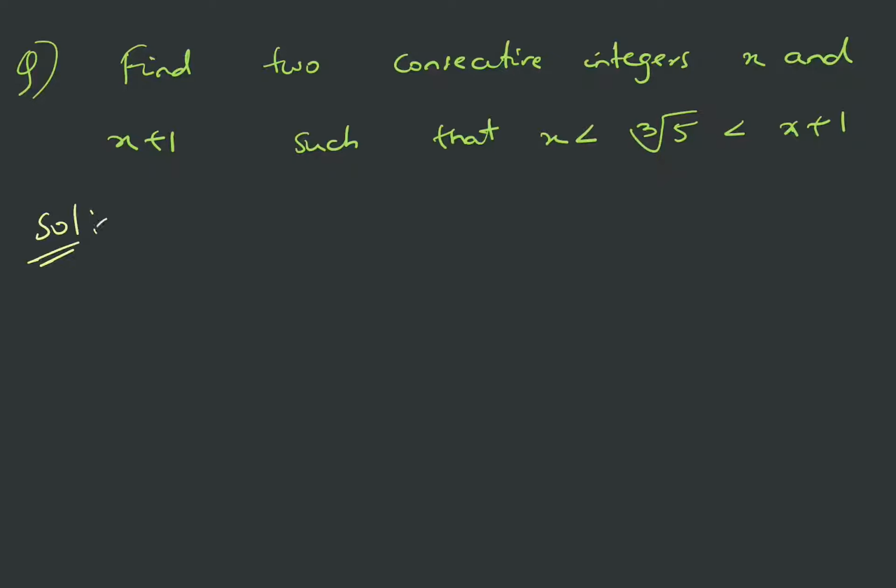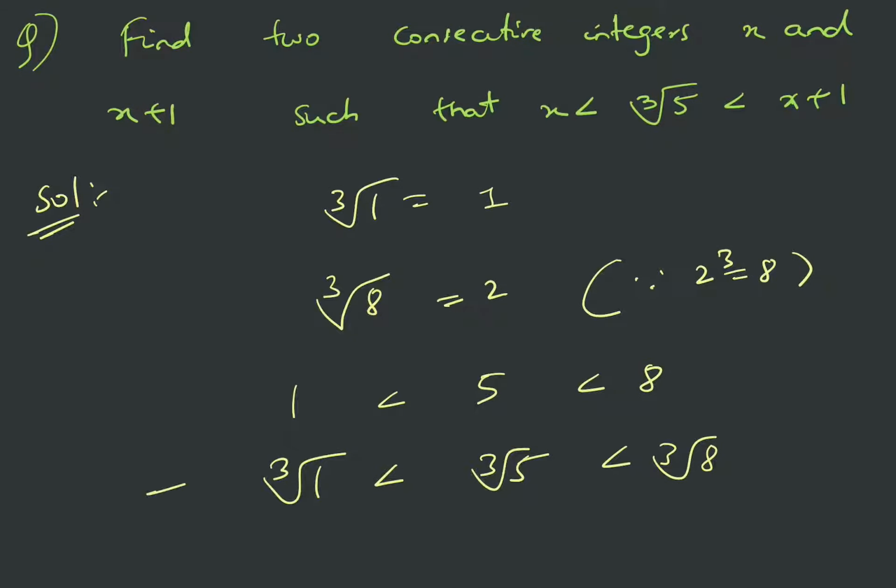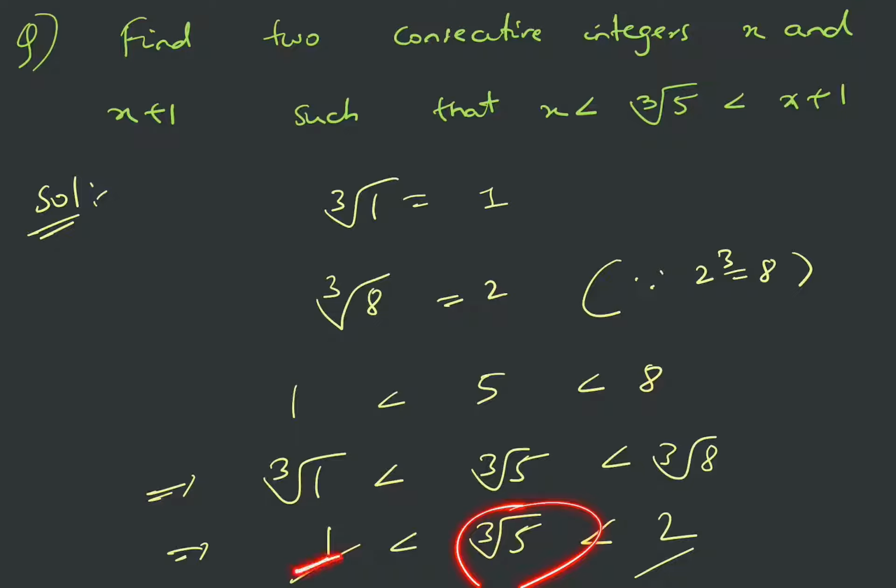So what I am doing is, see, I know that cube root of 1 is equal to 1, and I also know that cube root of 8 is equal to 2, because 2 power 3 is 8, isn't it? So then see, 1 is less than 5 is less than 8, so cube root of 1 is also less than cube root of 5 is also less than cube root of 8. So cube root of 1 is 1, which is less than cube root of 5, which is less than cube root of 8, which is 2. So you have sandwiched the cube root of 5 between two consecutive integers 1 and 2.